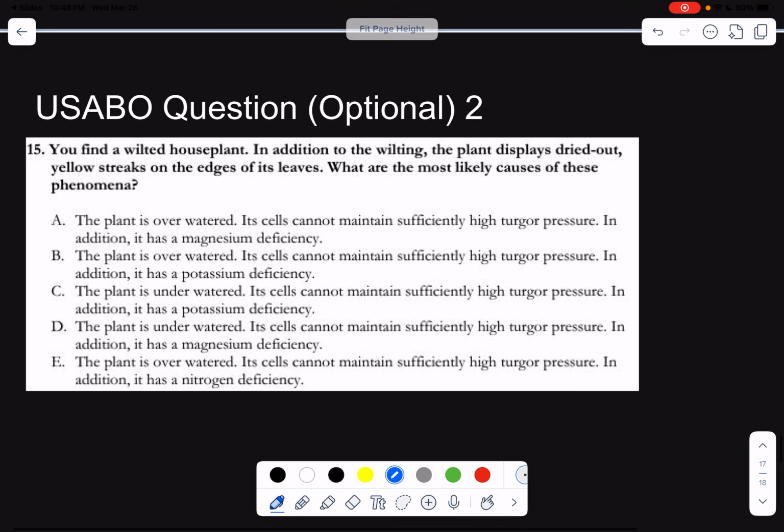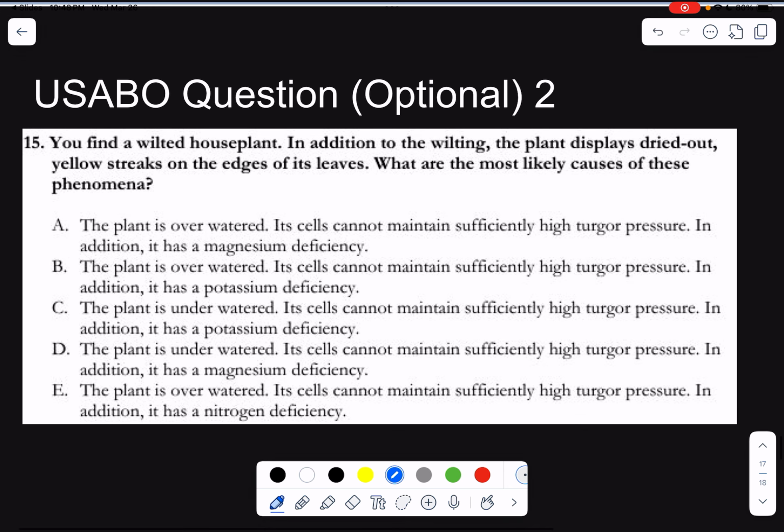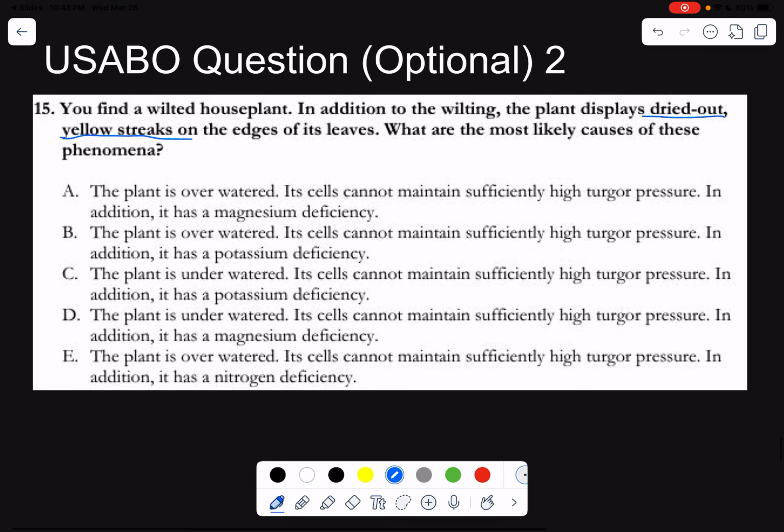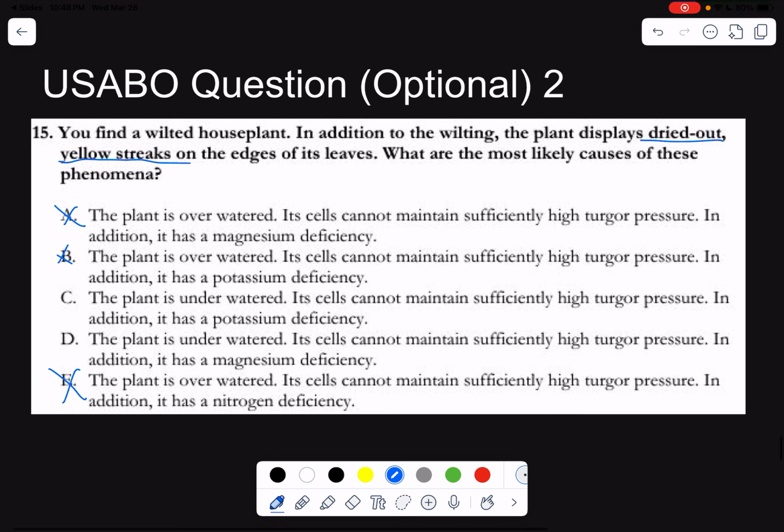Sorry about that. You find a wilted houseplant. In addition to the wilting, the plant displays dried out yellow streaks on the edges of its leaves. What are the most likely causes of these phenomena? Well, let's see. If it's dried out, common sense says that it cannot be overwatered, right? So let's get rid of these answers. And so let's see. The plant cell is underwater. Its cells cannot maintain sufficiently high turgor pressure. In addition, it has a blank deficiency. So let's see. It displays dried out yellow streaks on the edges of its leaves.